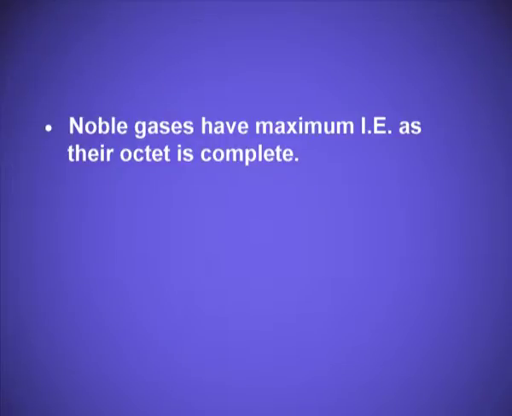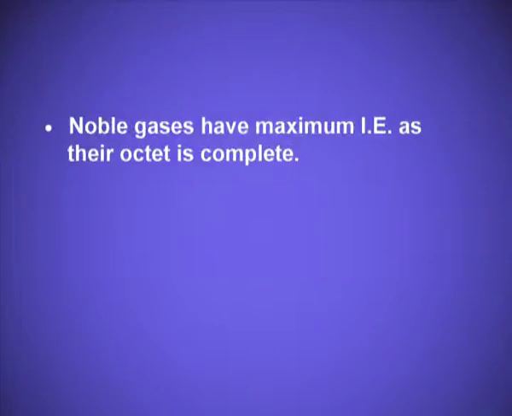The noble gases have their complete octet. They are in the most stable state. They have 8 electrons in their outermost shell. So, when we are going to disturb this outermost stable configuration, obviously we need much higher energy.